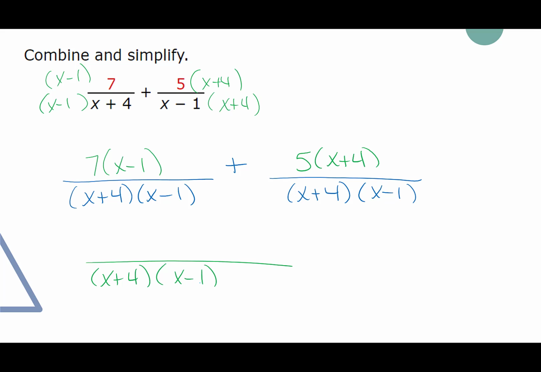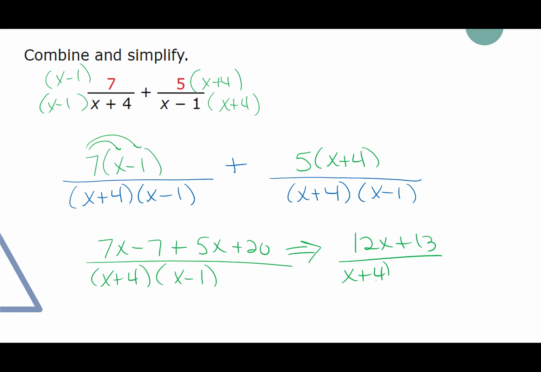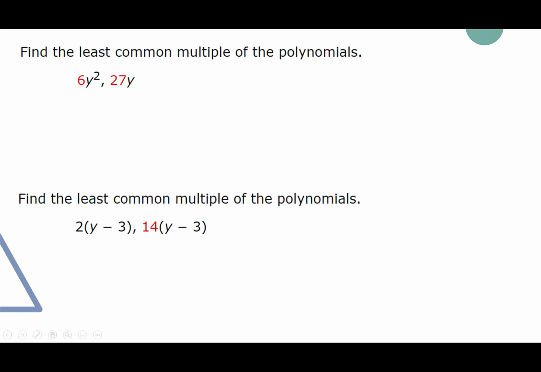We can combine like terms across the numerator, and I'm going to go ahead and use the distributive property. This is 7x minus 7 plus 5x plus 20. When you combine those terms together, it's 12x plus 13 over x plus 4 times x minus 1. Now it's okay to leave your denominator in separate factors, or you can multiply them together, but WebAssign should take either answer.